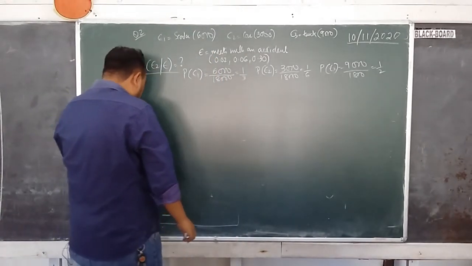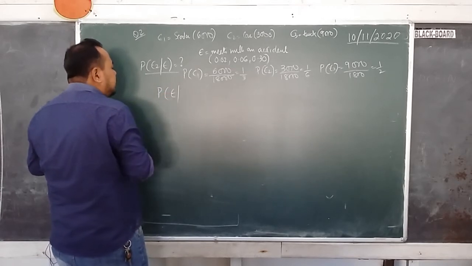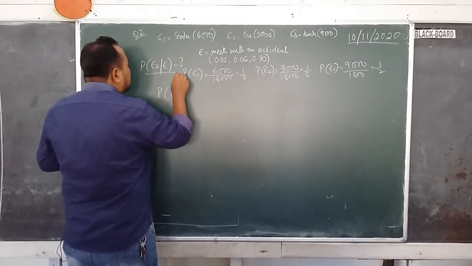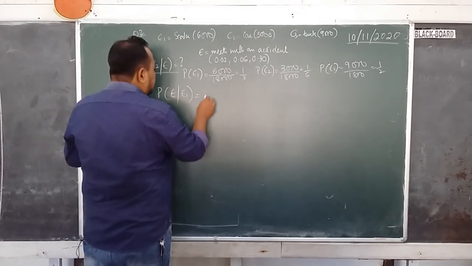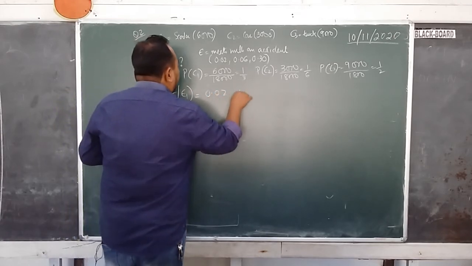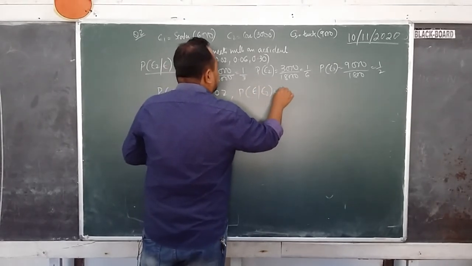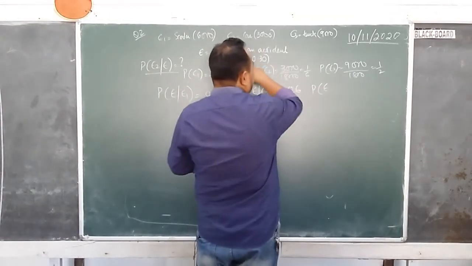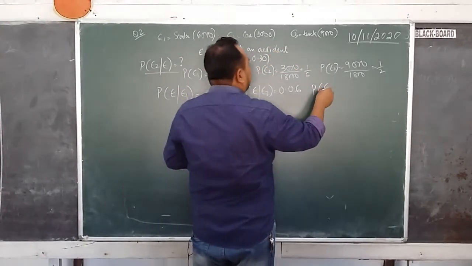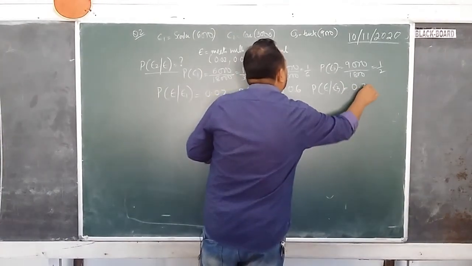Now what is the probability that the accident E happens to a scooter rider, E/E1? Probability of E/E1 is 0.02. What is the probability that the accident happens to a car driver, E/E2? It is 0.06. And finally, probability of E/E3, a truck driver, is 0.30.